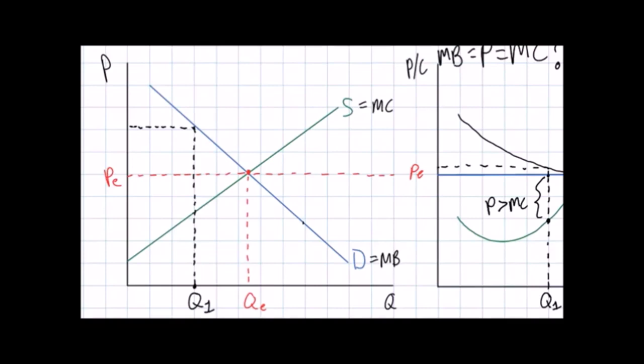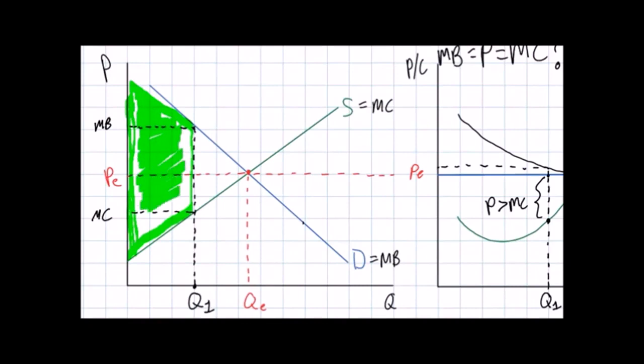Here we see that if the price of this good were PE, yet the quantity that firms were producing were Q1, then the marginal benefit that consumers get of Q1 is greater than the marginal cost imposed on producers at Q1. The total sum of consumer and producer surplus is less than what is achievable if output were at QE. This is an allocatively inefficient level of output because total welfare is less than what it could be if output were at a greater quantity. Total welfare at Q1 is equal to the green area in our graph on the left.